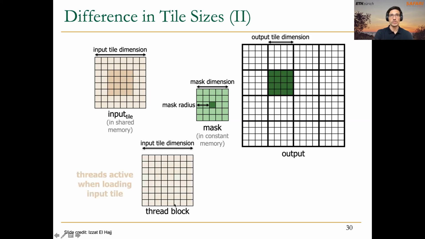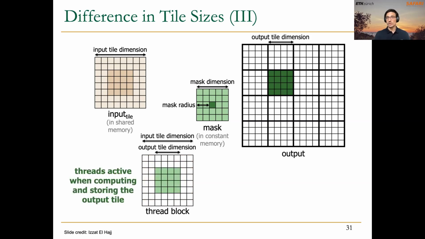Observe that the size of the thread block matches the size of the input tile dimension. So what we do is have all threads active, such that each thread of the thread block is loading the corresponding element of the input into the shared memory. After having completed this loading, we synchronize and then we perform the actual computation. But for the actual computation, we only use those threads that are on top of the output tile. So in this example, we are only using 4 by 4 threads of the thread block to compute the output tile.